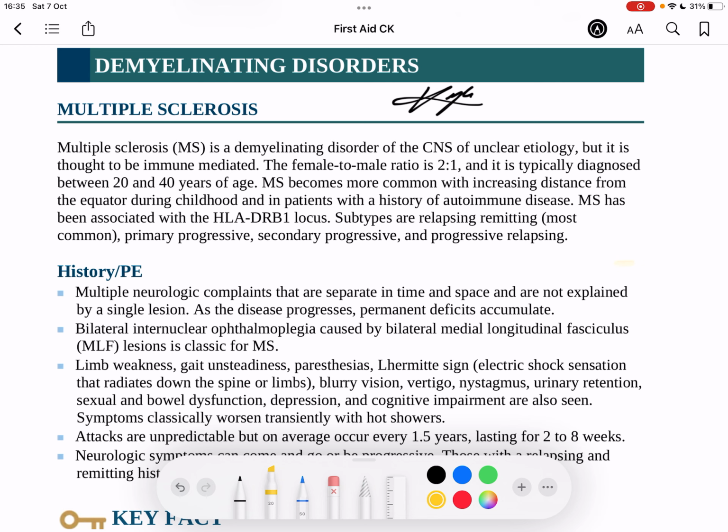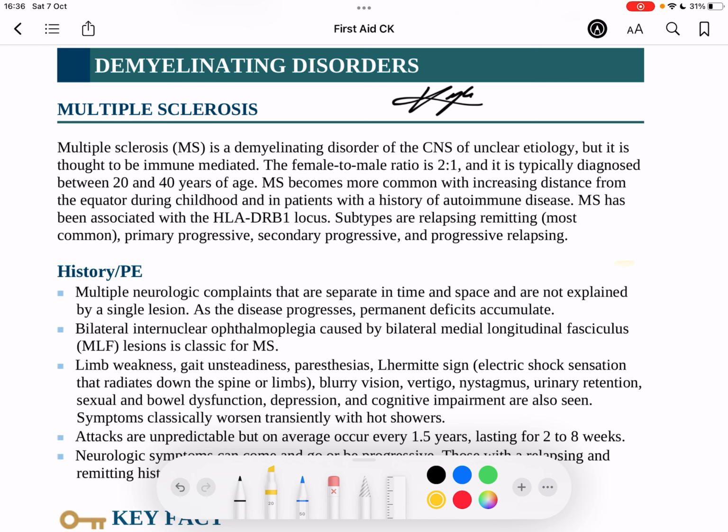There are other demyelinating disorders. Some of them are discussed elsewhere, such as progressive multifocal leukoencephalopathy, such as acute disseminated encephalomyelitis. But in this specific chapter, we're going to be focusing just on MS and Guillain-Barré. So we'll start off with MS.